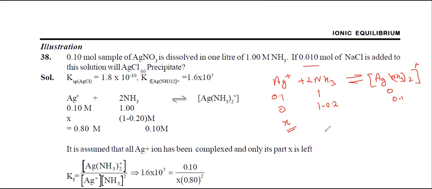Again, common ion. So Kf, which is given for this reaction, is the concentration of Ag(NH3)2 plus, which is 0.1. You could have written it as 0.1 minus X, but that would be ignored because the value of X is very small. Divide by the concentration of NH3, which is 0.8 squared, into the concentration of Ag plus, which is X. Can you find X from here? Yes or no? Have you understood this?